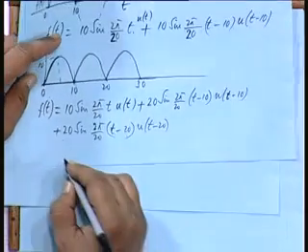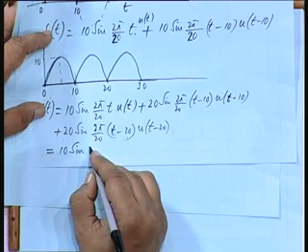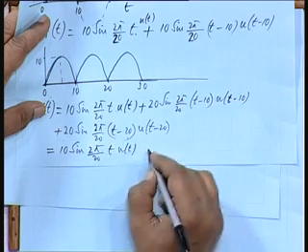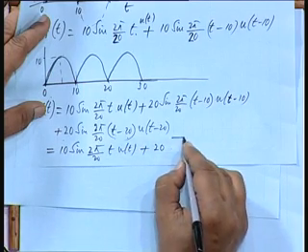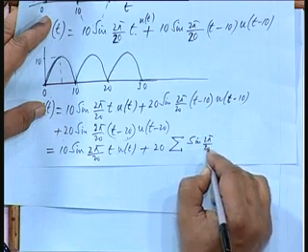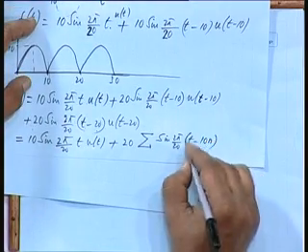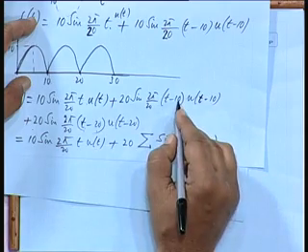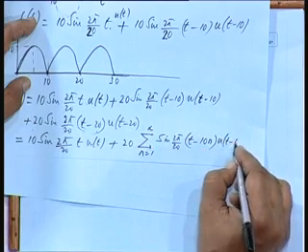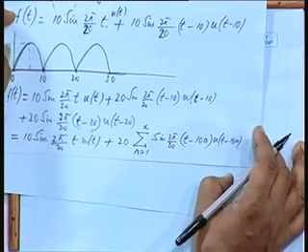So, the general term will be, if I now write this as 10 sine 2 pi by 20 t into u(t), plus 20 summation sine 2 pi by 20 (t minus 10n), where n is an integer varying from 1 to infinity, u(t minus 10n). Is that all right?